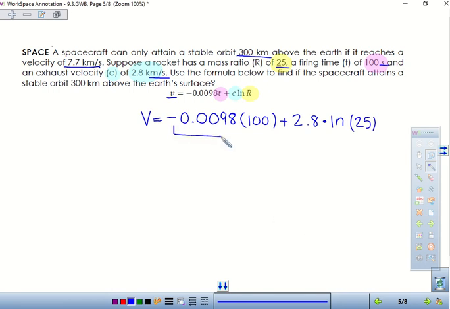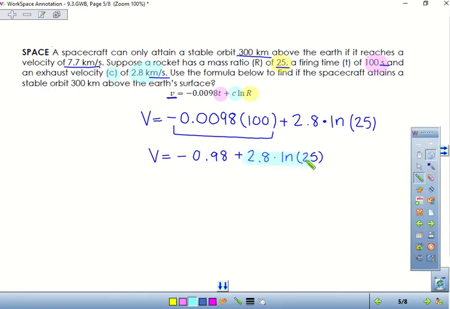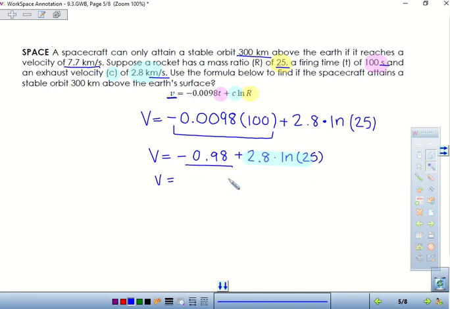All right, I'm just going to do this calculation first. So I'm going to do this in my calculator, get a value, and then I can do this part. So negative 0.0098 times 100, bless you. That gives you negative 0.98 plus this. And remember, order of operations says I have to do multiplication before I do the addition. So I'm going to do this part next. And then I'm just going to leave whatever that is in the calculator and then add this to it.